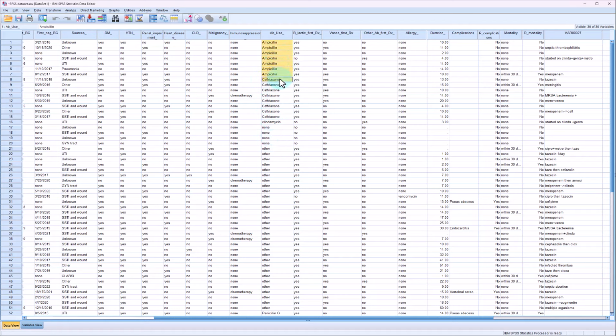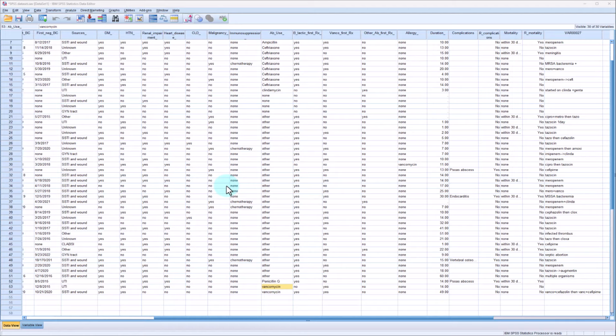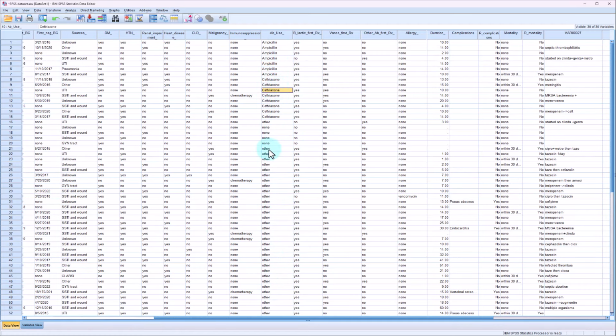We have patients who received ampicillin, then patients who received ceftriaxone. Some patients did not receive any antibiotic at all. We only have one observation for clindamycin, only one case for penicillin G, and two cases for vancomycin. So let's make these rare cases other cases. So now we only have ampicillin group, ceftriaxone group, none group, and other group. So we have four groups. Now I would compare the duration of antibiotic treatment and length of stay between these four groups.